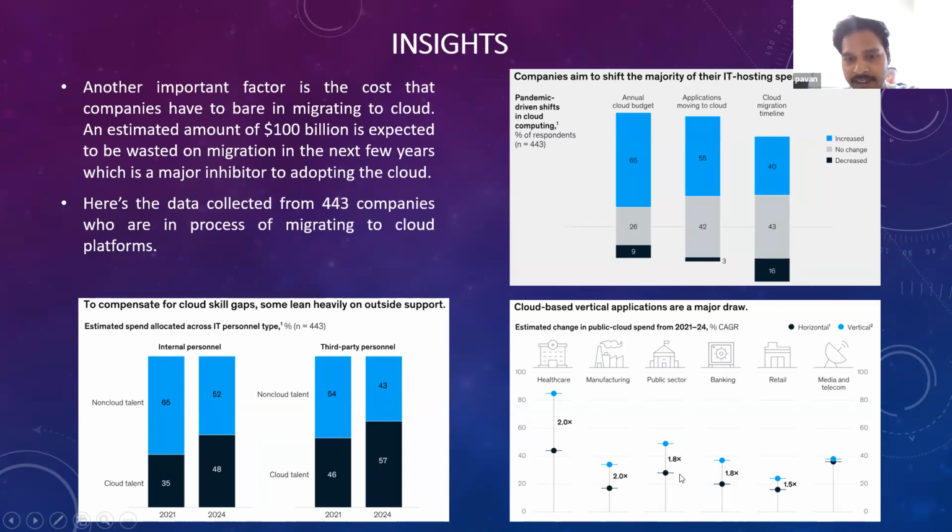When we see in the study, rather than the horizontal applications, companies having vertical applications want to move into the cloud. And then there is a stat. This is the amount of cloud talent that is present in the company. In 2021, they have 35% of their employees who have skills on the cloud, and 65% they have is the non-cloud. But there was an estimation that by 2024, the numbers will rise to 48% and 52%.